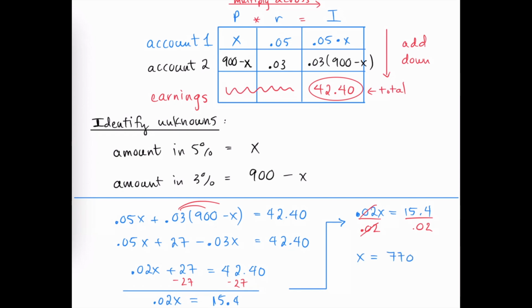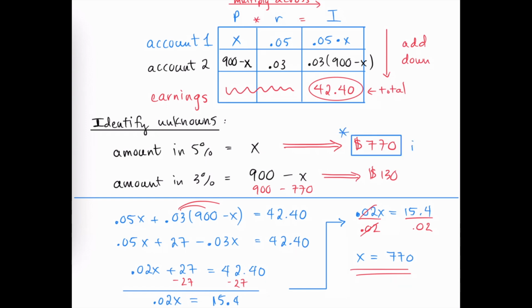Now it's time to take this quantity and answer the initial question, which was how much money is invested in each account. We found that x is equal to 770, so that's how much is going to be invested in the 5% account. And then we use this value of x to figure out how much was invested in the 3% account when we take the $900 and subtract what we found x to be, which was 770, we end up with $130. So $770 was invested in the 5% account, and $130 were invested in the 3% account.